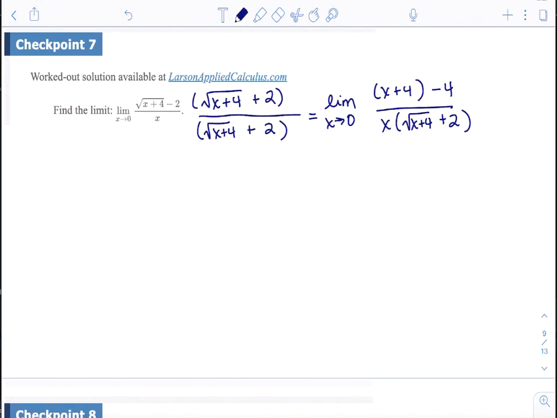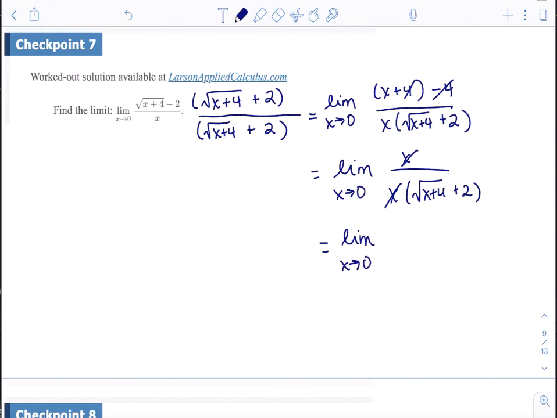Here, when we simplify, this plus 4 and minus 4 will zero out in the numerator. And now you'll notice that we're looking at a different looking function, x over x times the square root of x plus 4 plus 2. These x's will also cancel. And so our most simplified function is 1 over the square root of x plus 4 plus 2.